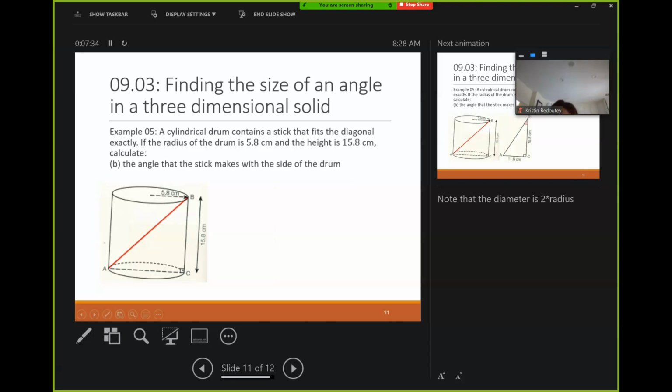To find the angle the stick makes with the side of the drum, which angle am I looking for? BAC or ABC? So it wants the side of the drum, so that's ABC. Everybody agree with that? Because that's the angle of the stick and the side of the drum is this one right here.